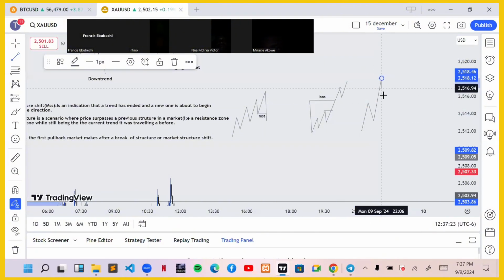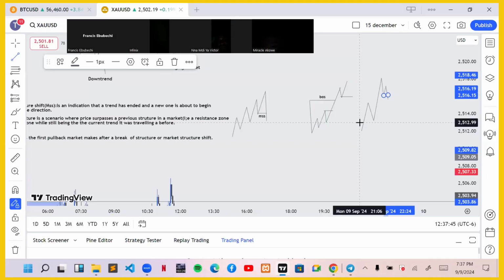A market does something like this, pulls back a bit, pulls up a bit, then still comes back. This is still a valid break of structure. At least it has to cover at least 50% of the previous move the market did. But this is an inducement, and this is also an inducement. Understand? So an inducement is a trap, basically.